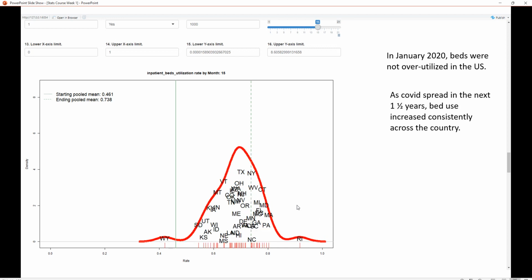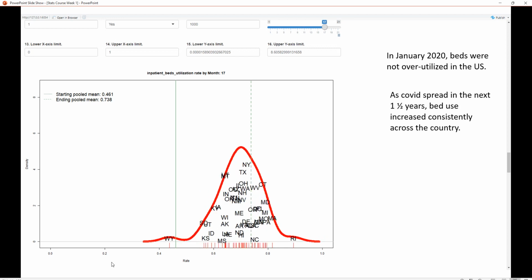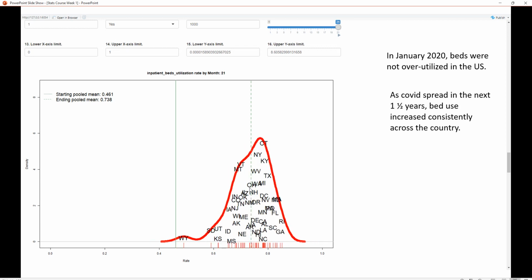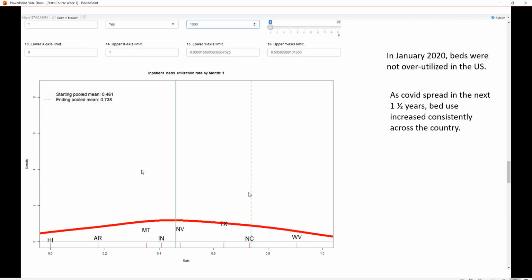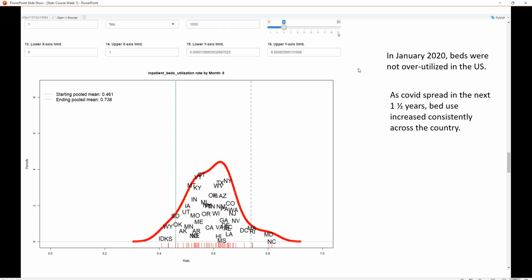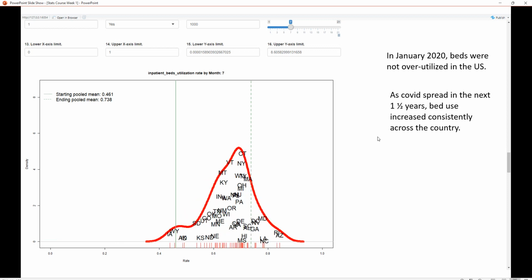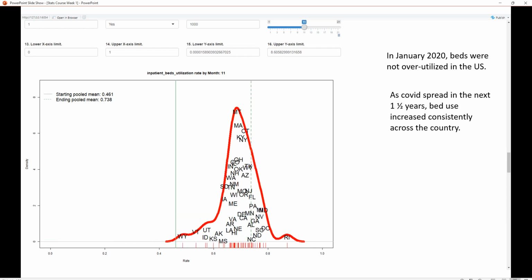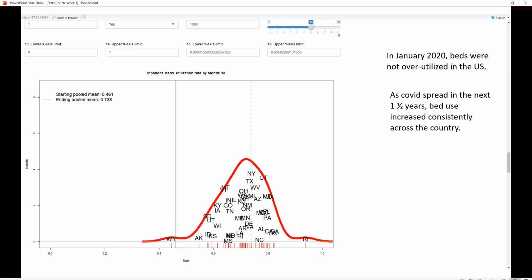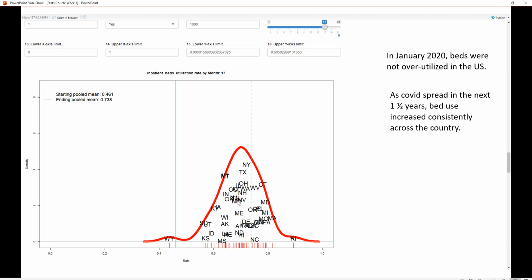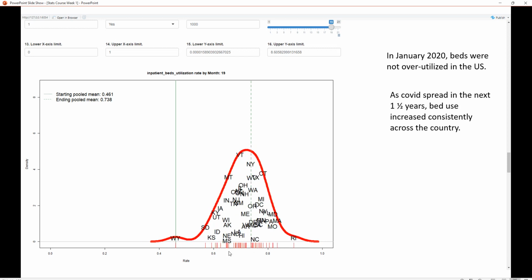So you'll notice that there are letters underneath this red curve, and each of those represents a different state. So for California, we have CA that represents our state here in Southern California. And you can see how different states become more consistent in their bed utilization.